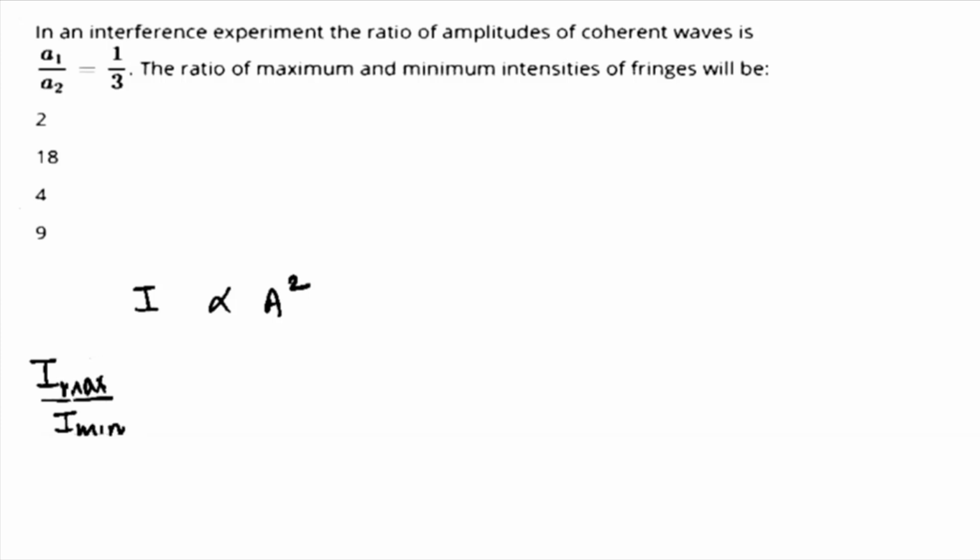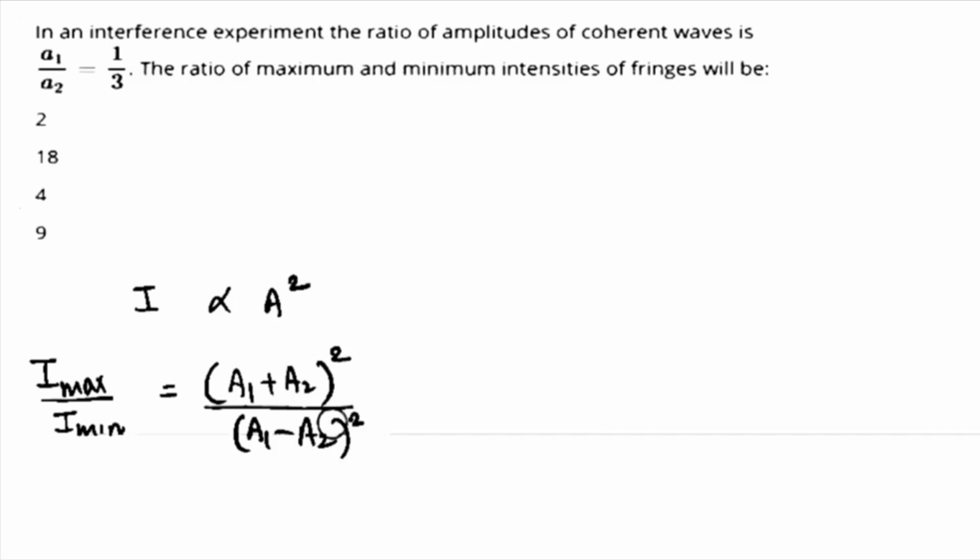So maximum intensity will correspond to constructive interference, and in constructive interference the amplitude becomes A1 plus A2. So maximum amplitude is A1 plus A2, and minimum amplitude is mod of A1 minus A2, and this is for destructive interference. Correct. So the ratio Imax upon Imin would be Amax square upon Amin square. So that is (A1 plus A2) whole square divided by (A1 minus A2) whole square.